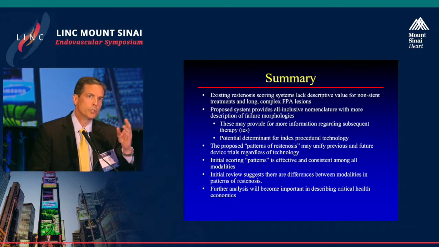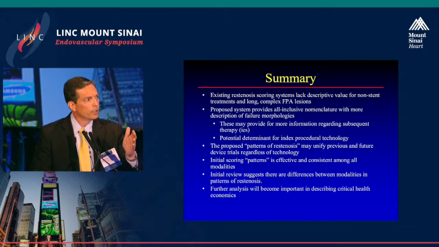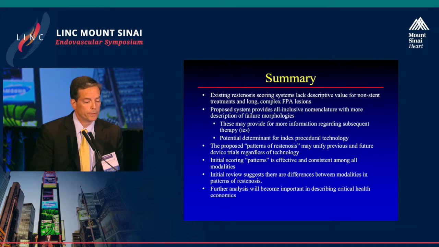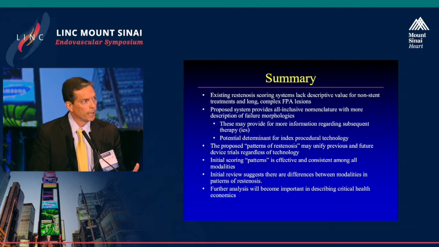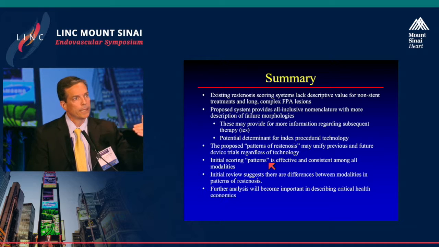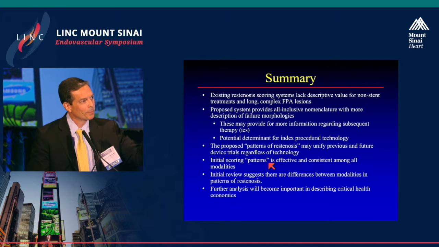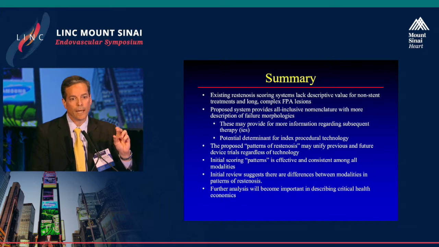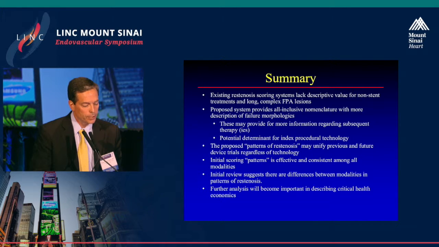If you know that a device which costs whatever can fail at whatever process of failure modes, if that happens more often with that device, you may choose a different device. The pattern of restenosis may actually unify most of these device trials such that, beyond head-to-head comparators, you can actually say your primary patency is X, but you also have a failure mode, which is Y, which may actually be a very critical part of the information.